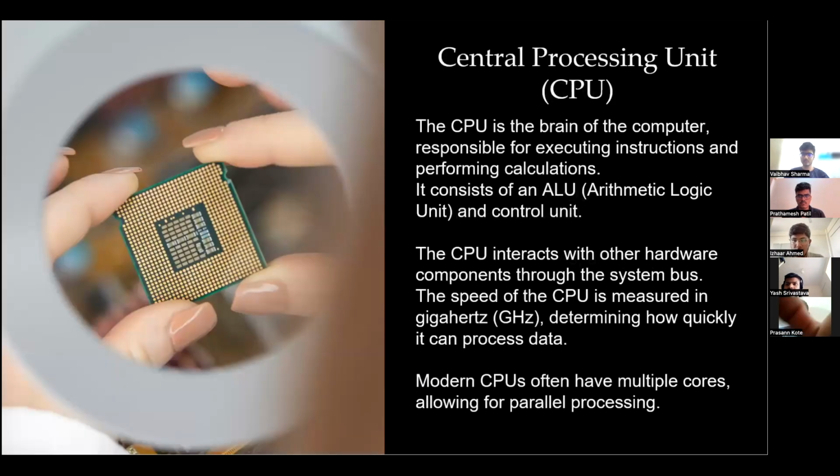Central Processing Unit (CPU). The CPU is the brain of the computer, responsible for executing instructions and performing calculations. It consists of the ALU (arithmetic logic unit) and the control unit. The CPU interacts with other hardware components through the system bus. The speed of the CPU is measured in gigahertz, determining how quickly it can process data. Modern CPUs often have multiple cores, allowing for parallel processing.